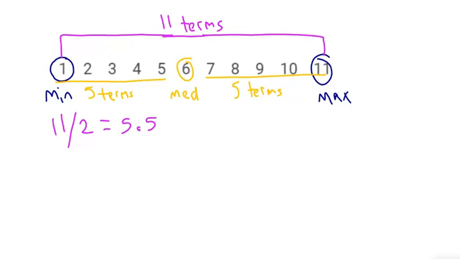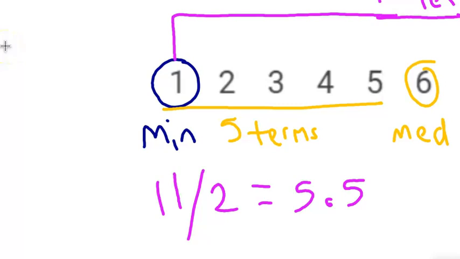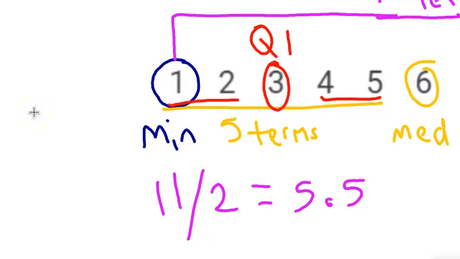Finding the quartiles, we'll use the same process, but instead of using the entire set of data, we'll only look at each half individually. So to find quartile 1, we'll look for the median of the lower half of data. Because our lower half has 5 terms, we'll count 2 from each side, which will meet in the middle at 3.